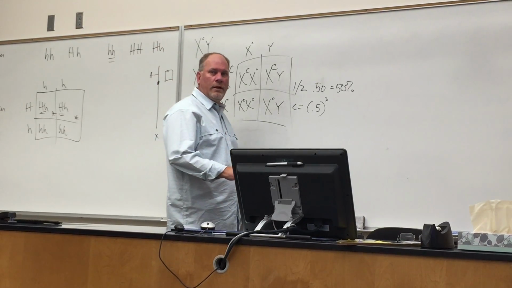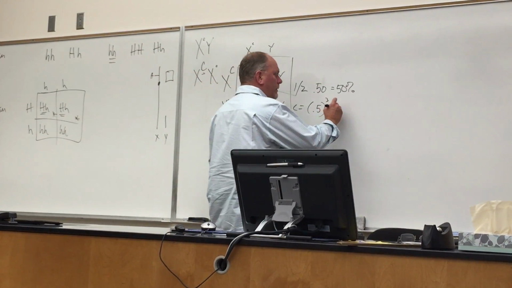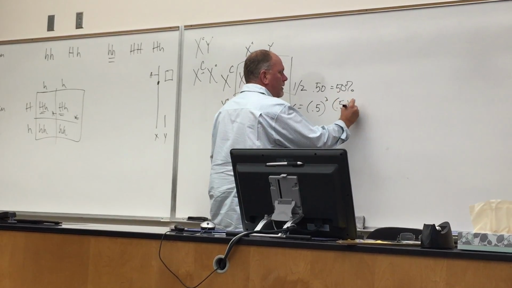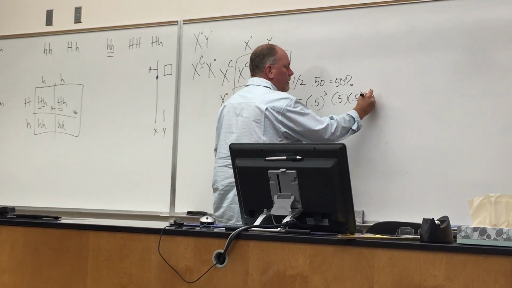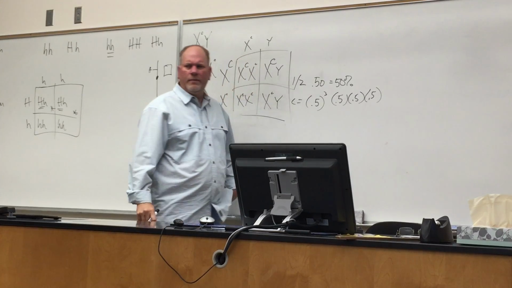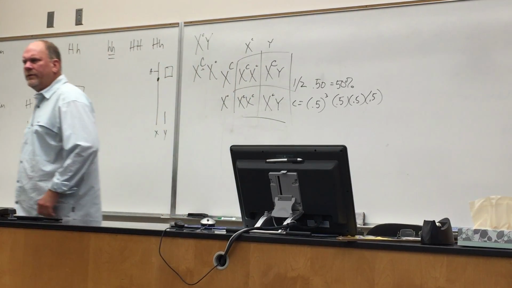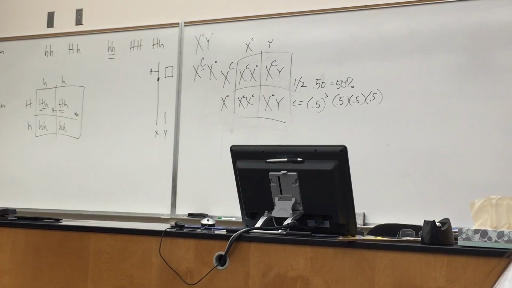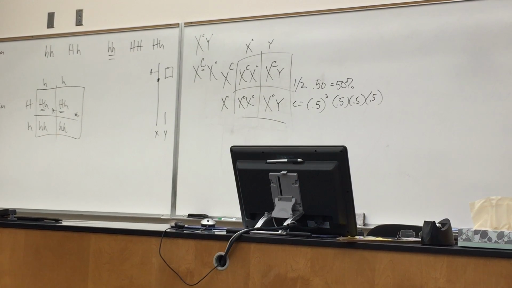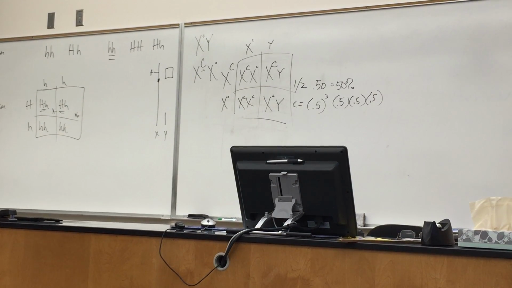You guys got a calculator? It's Monday. 0.5 times 0.5 times 0.5, which I figure out to be about 5%-ish, 6%. Chance that they have 3 colorblind boys in a row.